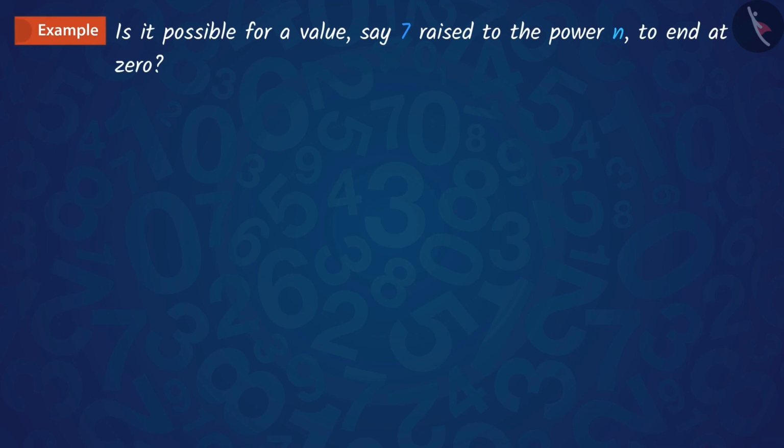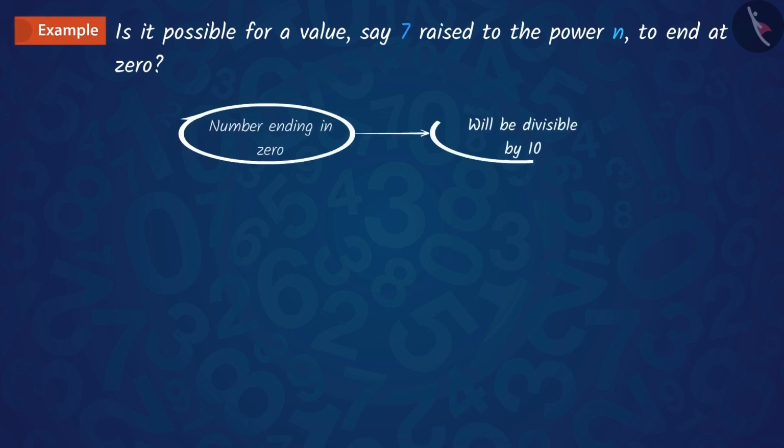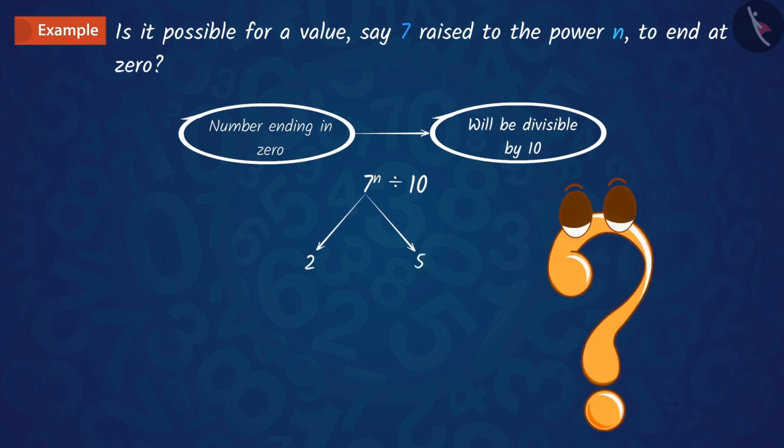We know that if a number ends with 0, it will be divisible by 10. So, we can say that if the number 7 raised to the power n ends with the digit 0, then it will be divisible by 10. This means that 7 raised to n should have 2 and 5 among its prime factors. Is it possible?